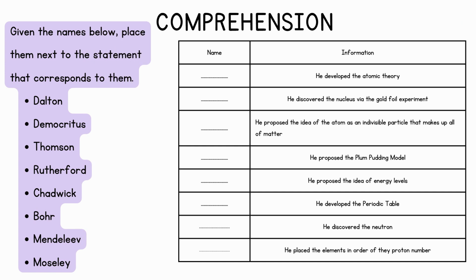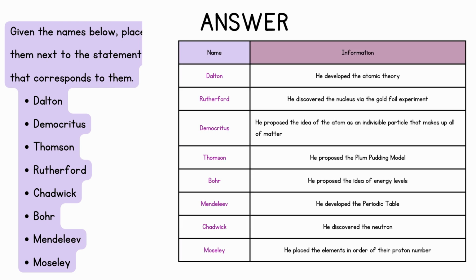All right, so we made it to comprehension. Given the names below, place them next to the statement that corresponds to them. We have Dalton, Democritus, Thomson, Rutherford, Chadwick, Bohr, Mendeleev, and Moseley. Read the information in the table and fill it out accordingly. Do you have these answers in the same order?